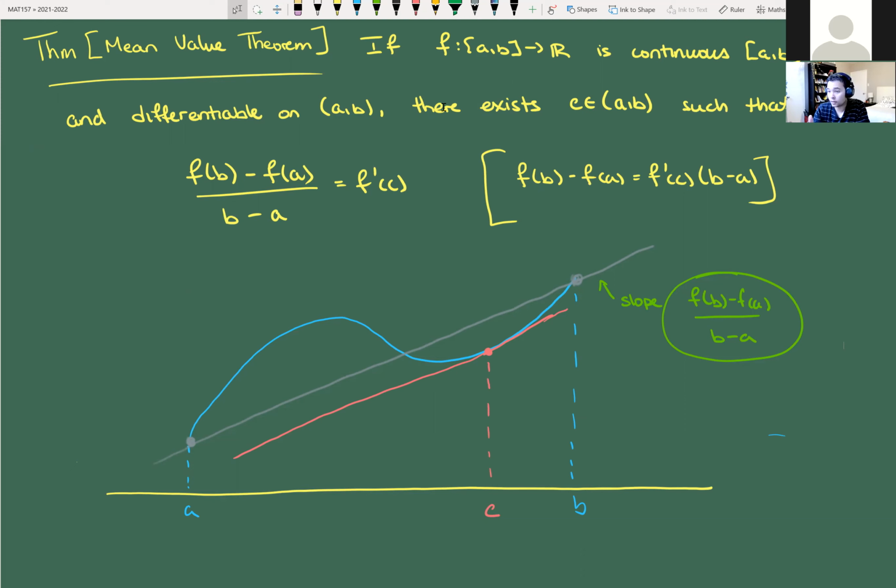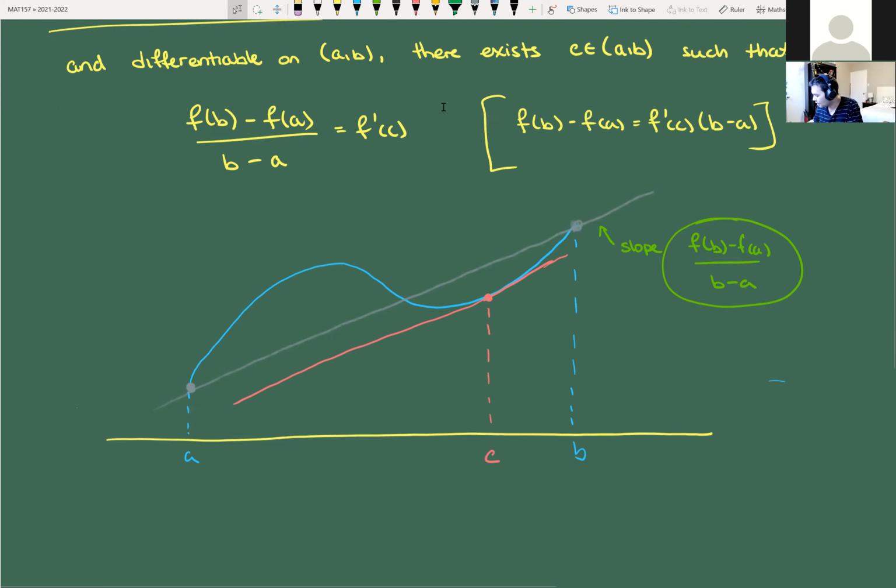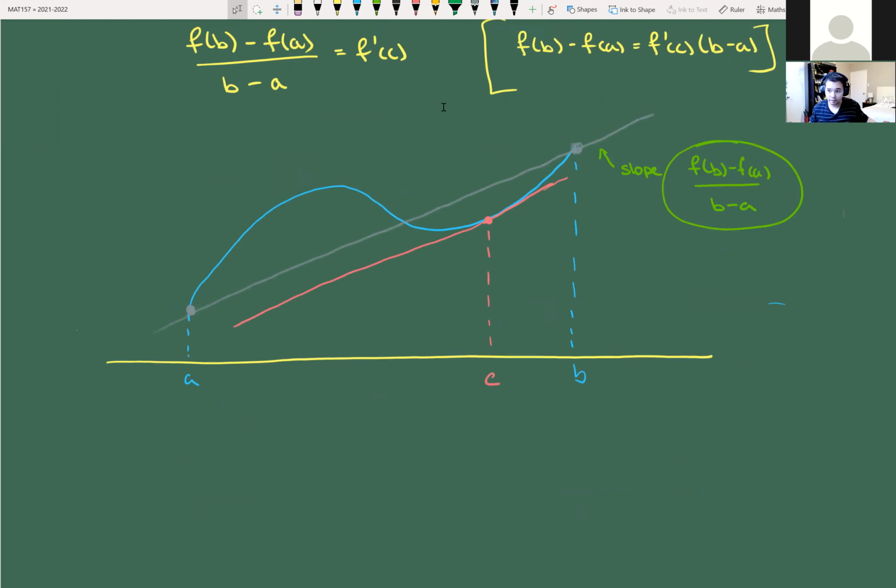And again, this is the geometric interpretation. In practice, completely and totally useless. You don't use the geometric picture at all. But we did use the geometric picture to help us figure out how to actually prove this. And I said at the end of last day that I would tell you why this is important.